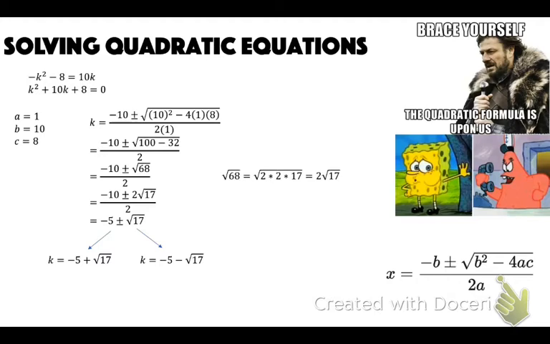Okay, the biggest thing to recognize here, well, there's a lot, but is that there are two answers. So the first one is negative 5 plus the square root of 17, and the second one is negative 5 minus the square root of 17.